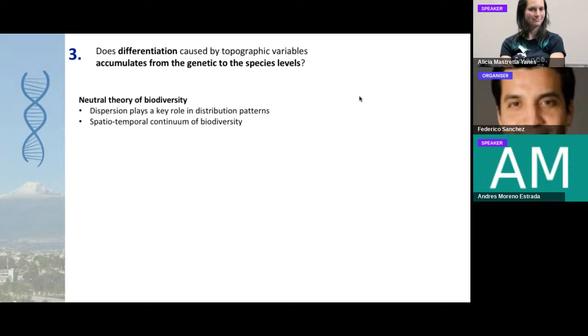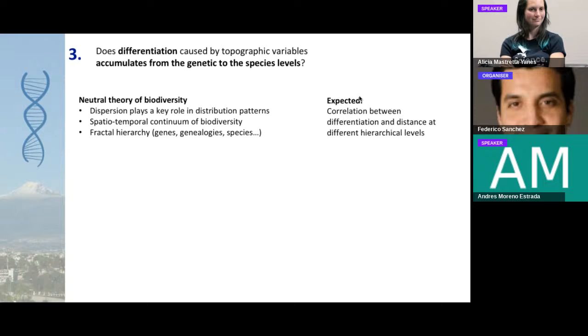There is also a spatio-temporal continuum of biodiversity that is reflected in a fractal geometry where we can see the same patterns in different hierarchical levels. That is, from the genetic level, then genealogies, species, genus, and so on. If this were the case, if differentiation were accumulating from the genetic to the species levels in the tropical mountains, then we would expect to find a correlation between differentiation and distance at different hierarchical levels.